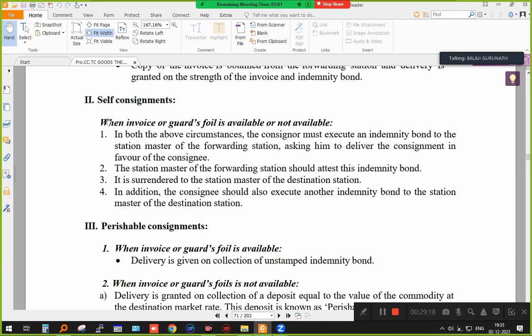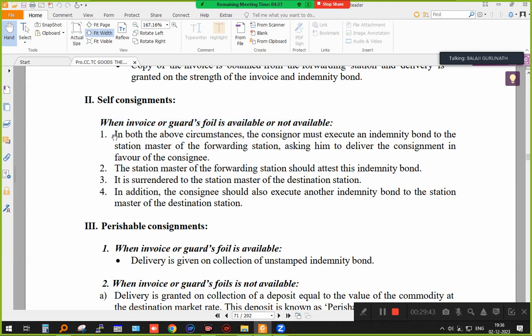When the invoice or guard file is available or not available, in either case, whether the invoice is there or not there, in both scenarios we will proceed as below. When it is self, there is no deviation from this point, whether the guard file is available or not available. What is the method to be followed?